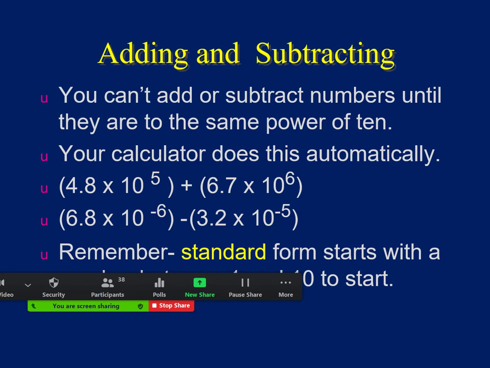One thing to remember. When you do this, you might get an answer that isn't in standard form, and you have to change it to standard form. For example, if you add two numbers and they add up bigger than 10, you're going to get an answer bigger than 10 times 10 to some power. We don't want that, so we have to change our answer to standard form when we're done. Finally, it has to have a number between 1 and 10 times 10 to some power. We might have to change it to get it that way.